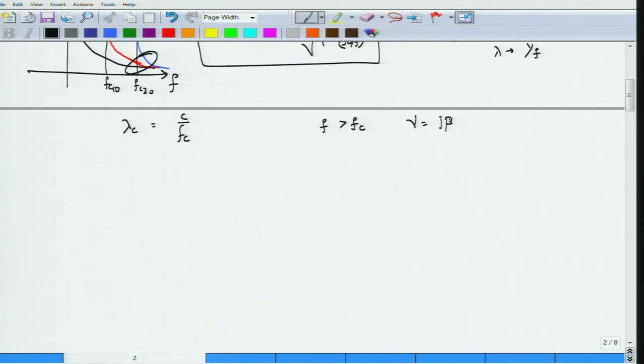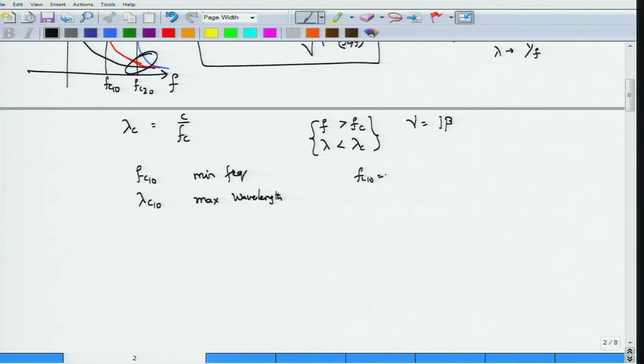Because lambda and f are inversely related, the same condition means that lambda must be less than lambda c. So, f c 10 would correspond to the minimum frequency, before which the propagation does not begin. Correspondingly, lambda c 10 corresponds to maximum wavelength. If the wavelength happens to be less than this, then only the wave would be propagating. If the wavelength happens to be greater than this, then that particular mode would not propagate.